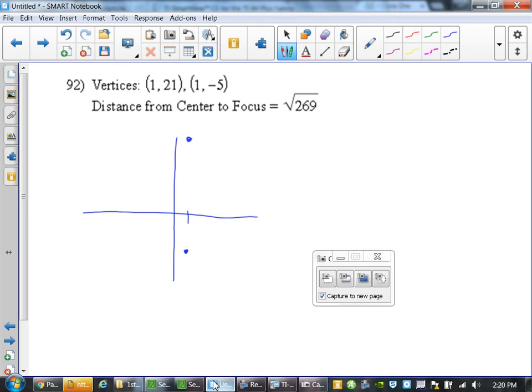I have a hyperbola. If those are my two vertices, what direction is it going? Up and down. It has to be going up and down because they're vertical of one another. It has to do something like that.